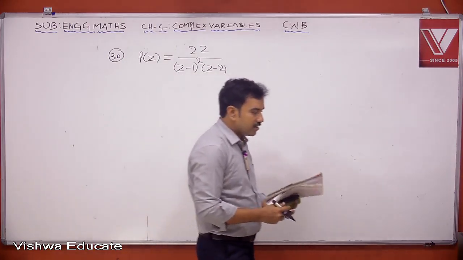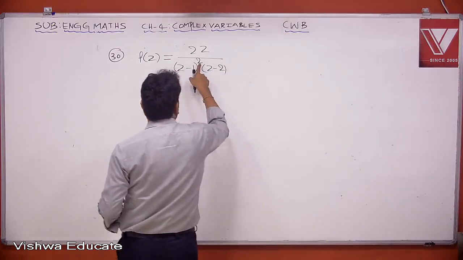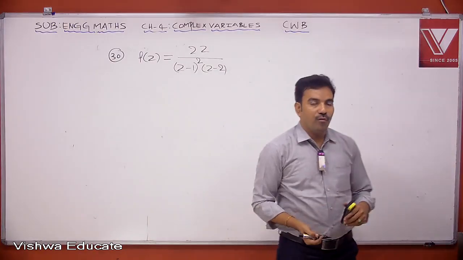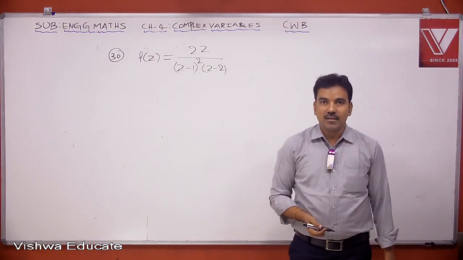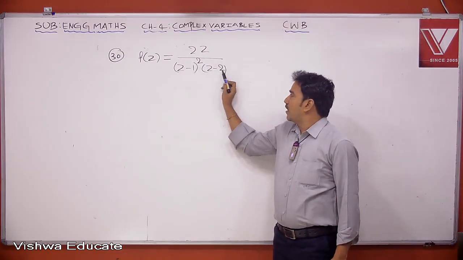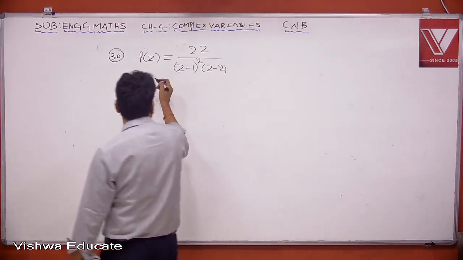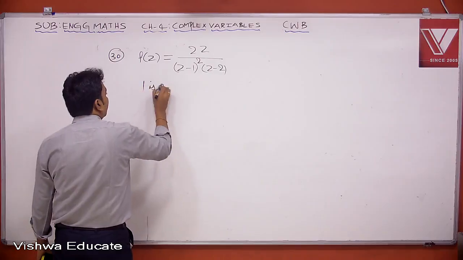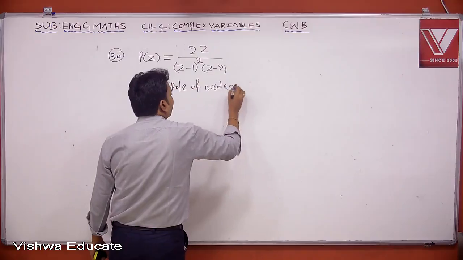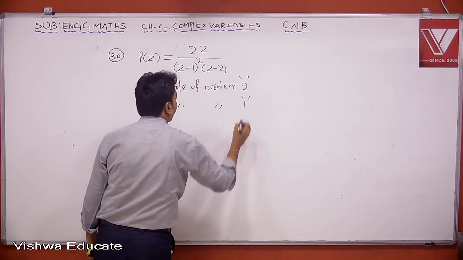Now let us handle this. So here 1 is a pole of order 2, 2 is a pole of order 1. So to get the residue at 1, you need to apply case 2. To get the residue at 2, you will apply case 1. Okay. Let me write this out. Here 1 is a pole of order 2. 2 is a pole of order 1.